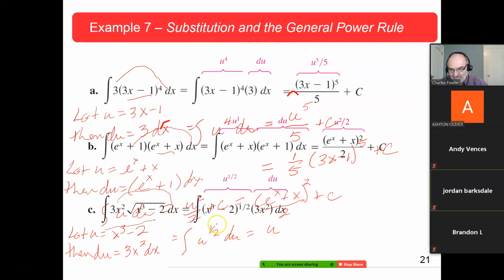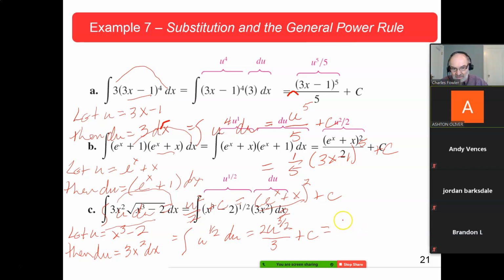Add 1 to this, n plus 1. Remember I said n doesn't have to be an integer, it could be a rational number. 1/2 plus 2/2 is 3/2 over 3/2. Well, I like to write that as 2/3. Okay? And then plus c.